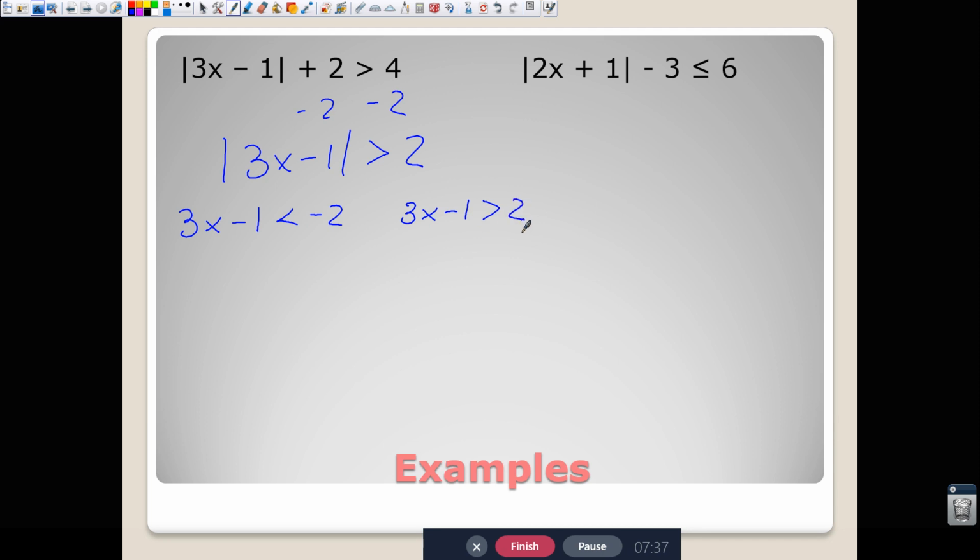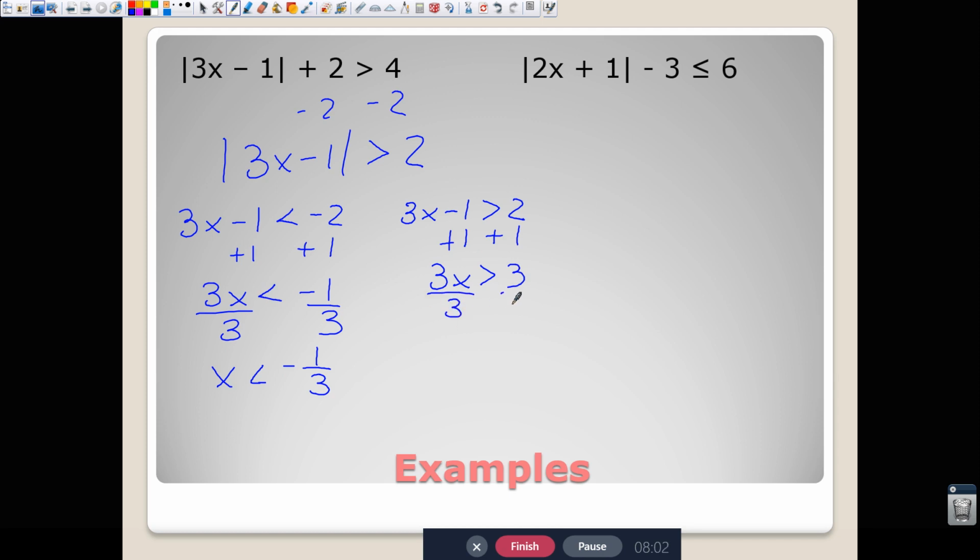And then we solve, so I'm going to add 1. So I get 3x is less than negative 1, divided by 3. x is less than negative 1/3. Then we do the same over here. x is greater than 1.